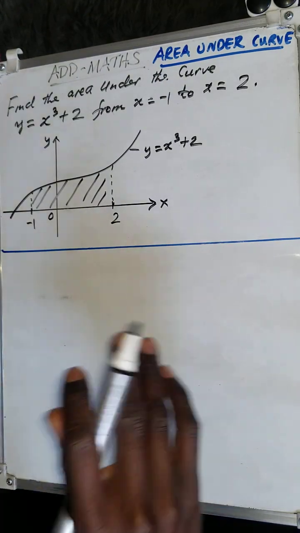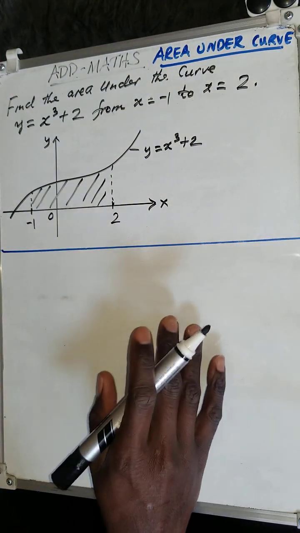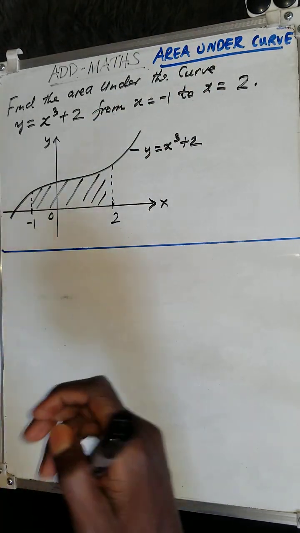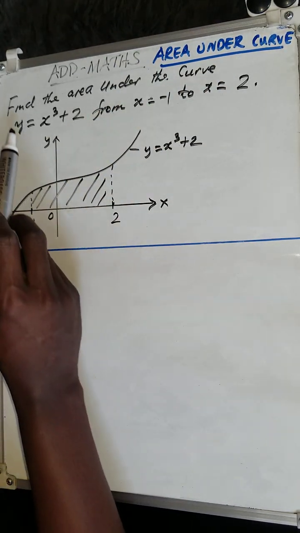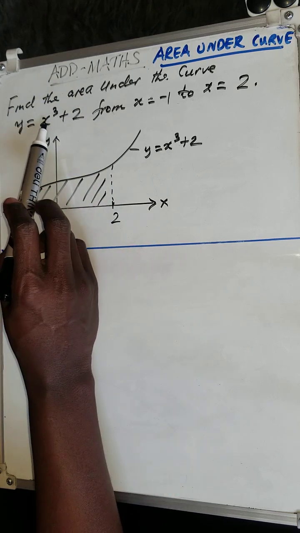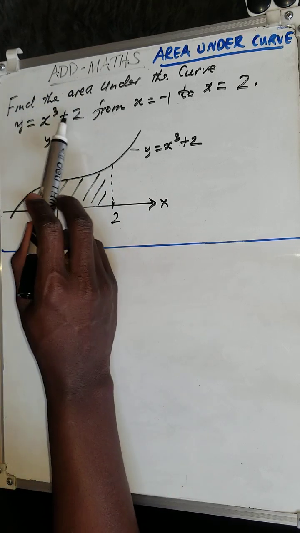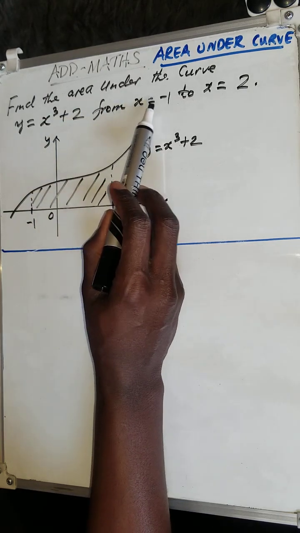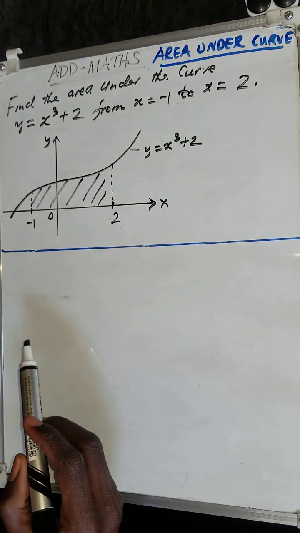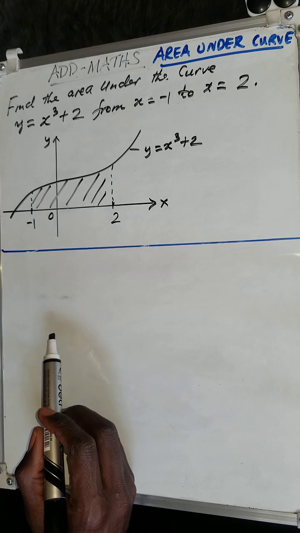Now, for those of you that are doing additional mathematics, this may be very useful. So we are looking at finding area under the curve. For example, the question here says find the area under the curve y is equal to x raised to the power 3 plus 2 from x is equal to -1 to x is equal to 2. So those are the limits that they have actually given you.